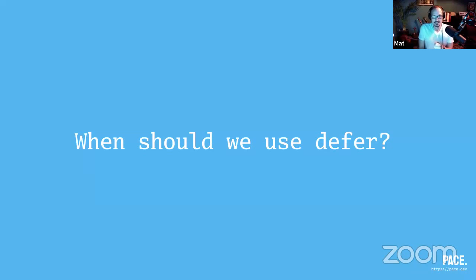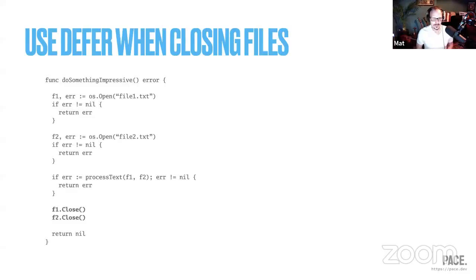But there are some interesting cases when we start to dig in and have a look at how we can actually use defer. One of the best use cases is when you're closing files. So in this code, I'm opening a file, and then if there's no error, I'm going to go and open a second file. And then I'm going to process the text from these two files and then close the files after. And if you think about it, that's the order in which we want things to happen. It's completely reasonable to write code like that.